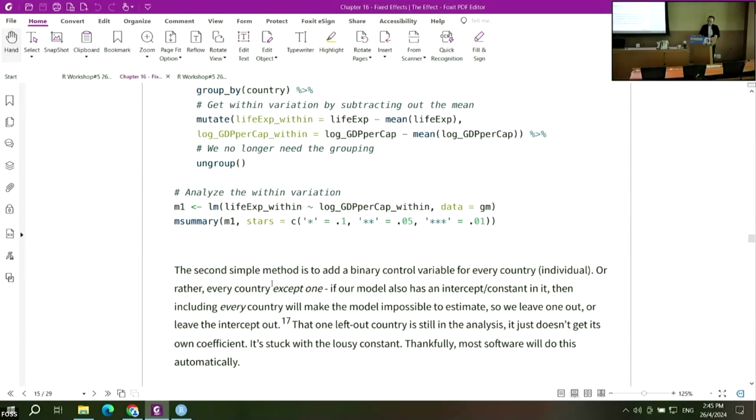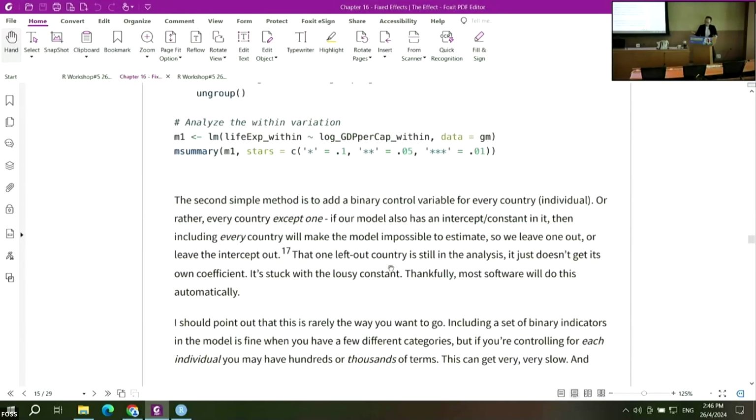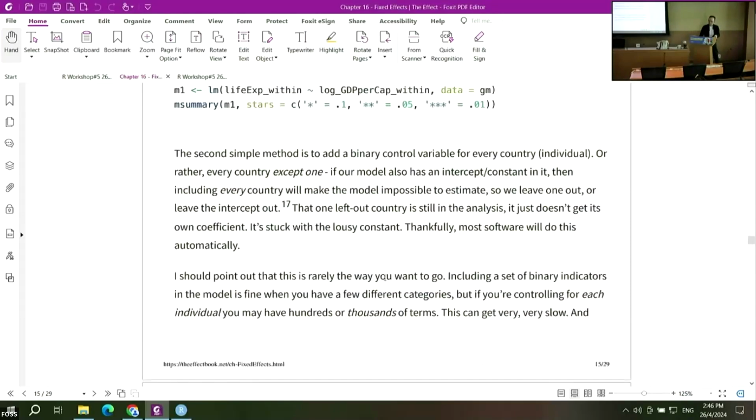Okay. Then the second simple method is to add a binary control variable for every country, which is individual-level data. Or rather, every country except one, since our model has an intercept constant in it, and including every country will make the model impossible to estimate. So we leave one out, or leave the intercept out. That one left-out country is still in the analysis, but it doesn't get its own coefficient. It's just stuck with the constant, and you use that as a baseline control group, okay? And then you always compare that specific country to a different one.